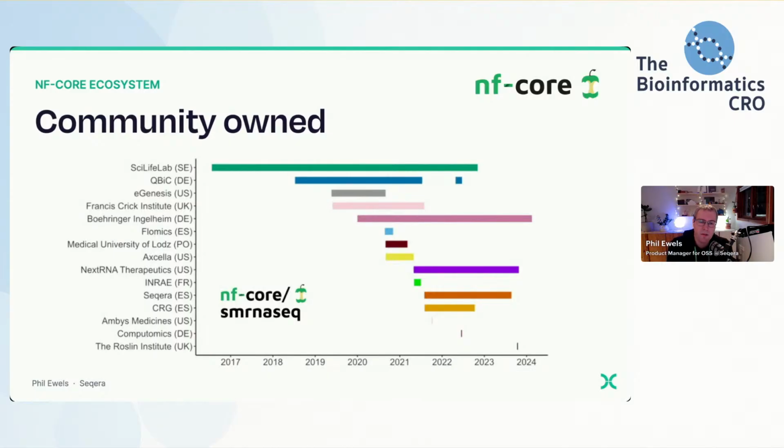Because the pipelines are community owned, they don't suffer from this problem of a PhD student finishing a PhD and moving on to a different position and the software getting abandoned. Because it's community owned, we can build updates in based on community consensus and bring in volunteer work from groups across the world. And that's a real kind of superpower for nf-core.